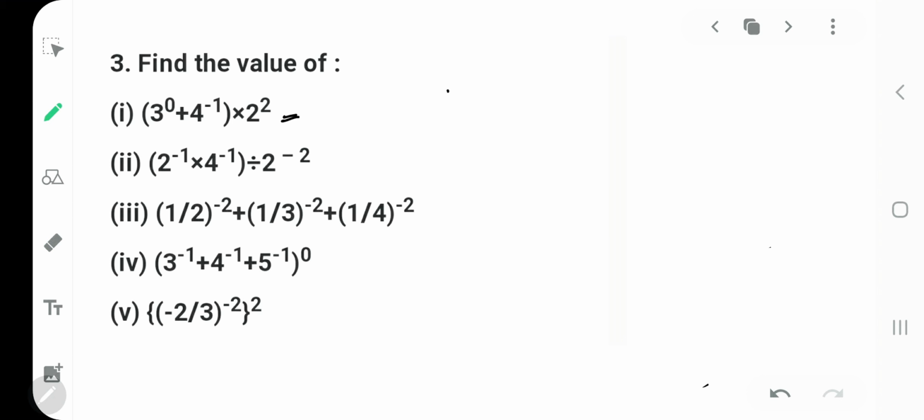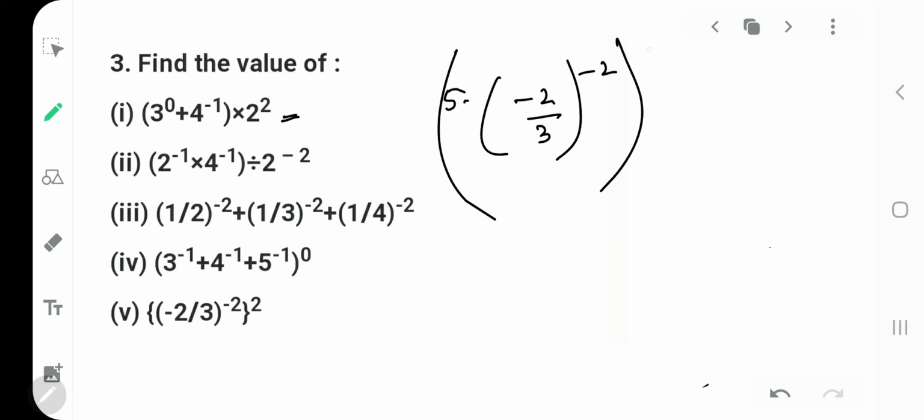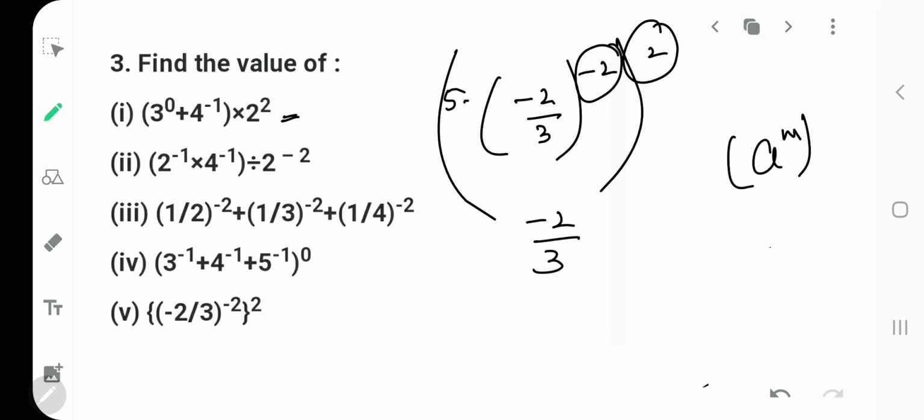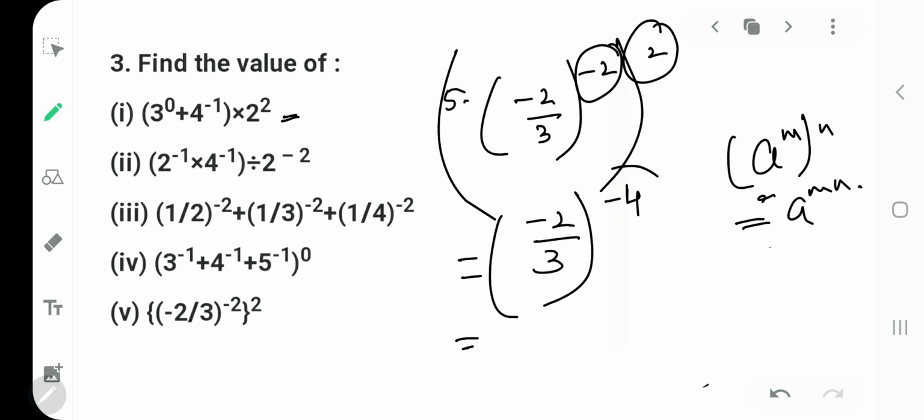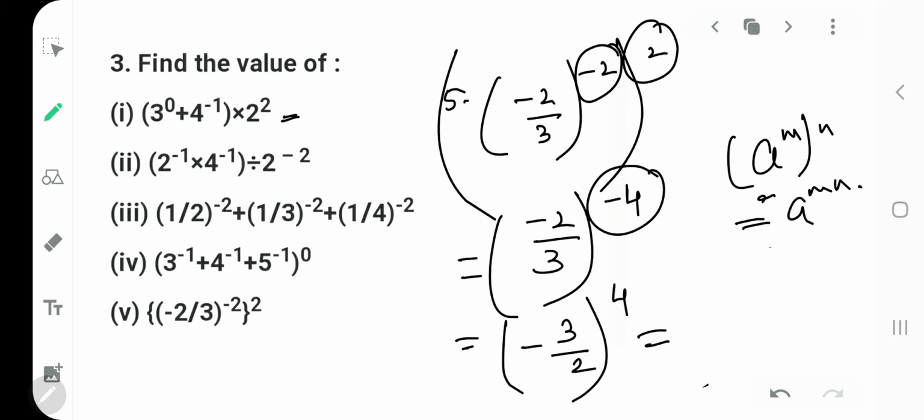Next we have problem number 5. It says minus 2 upon 3 raised to minus 2, and outside the bracket we have one more 2. My dear kids, as I said, if you have two exponents here, a^m to the n, that will be a^(mn). Am I clear? So here we will write minus 2 times 2. We multiply, so it will be minus 4. Now to convert this minus 4 into plus 4, I'll write minus 3 upon 2, and my exponent, which is negative, will turn out to be positive. So my answer is minus 3 upon 2 raised to 4.